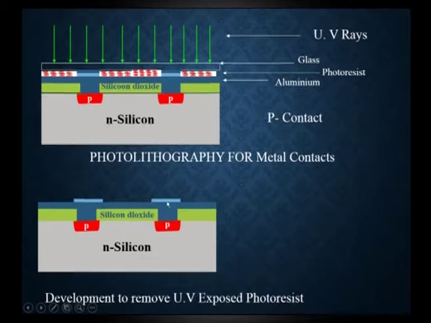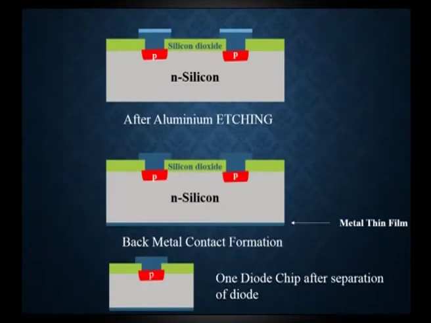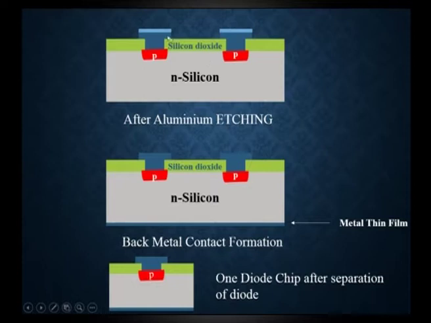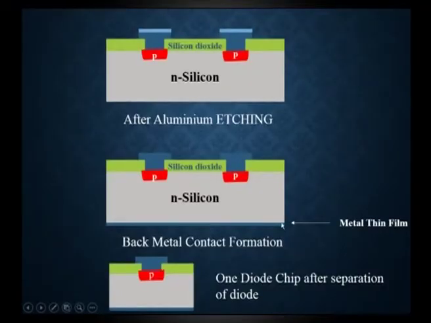This is going to be etched. After aluminum etching, we will get the N-type silicon material at the bottom and two P wells, and also silicon dioxide in between, with the metal contact. Again, at the bottom of the N-type silicon material, we place a thin metal film for contacts, and the back metal contact is also formed. That is one diode chip after separation of the diode. So, this forms two diodes here. After the back metal contact formation, we separate this and can make a single diode chip.